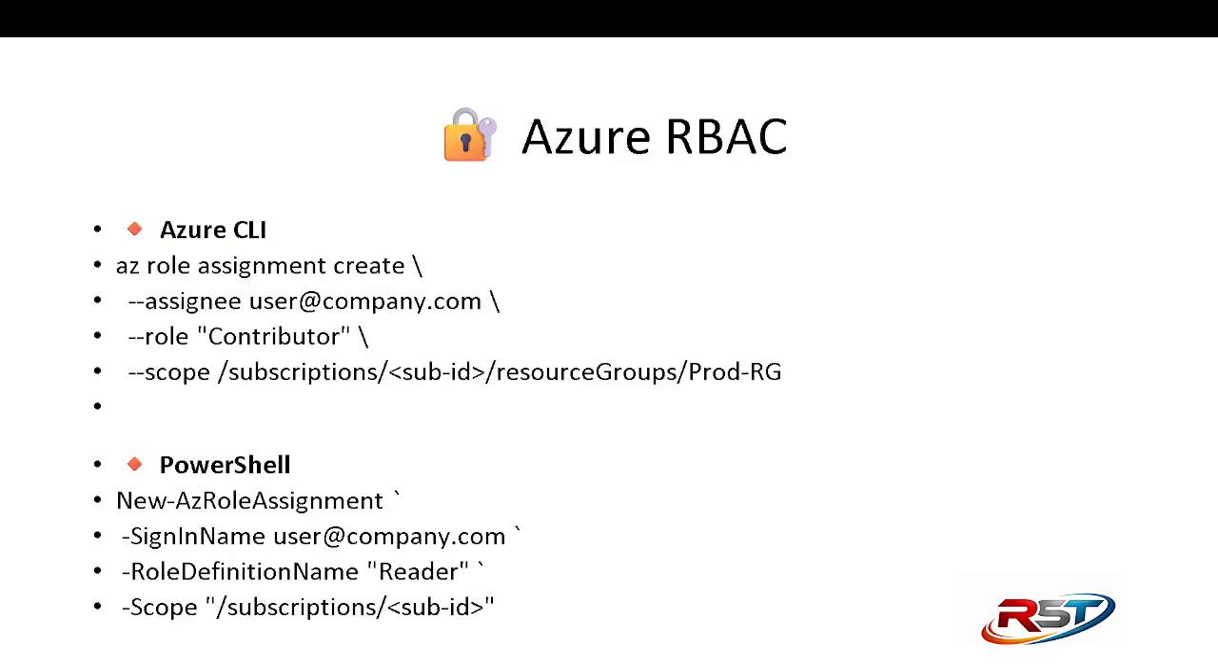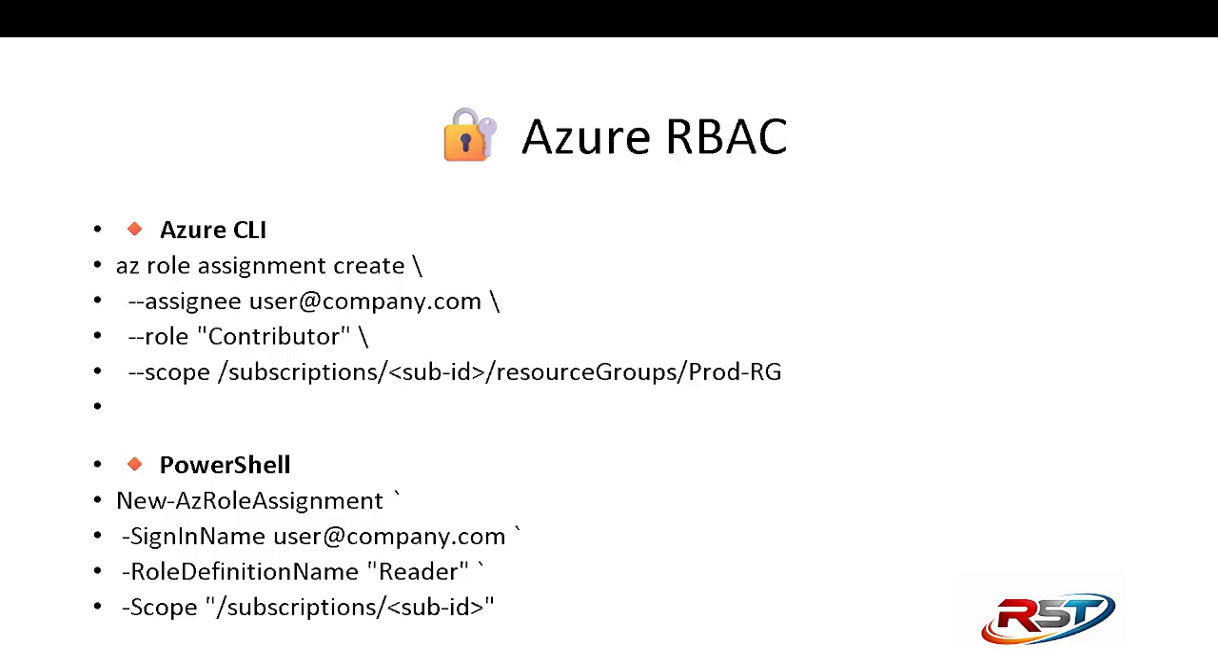Okay, and for Azure RBAC role, how do we create the assignment? How do we create a role assignment with Azure CLI? That is the command: az role assignment create --assignee, the username, user@company.com, --role Contributor, and --scope, subscription ID, or resource group, the resource group name.